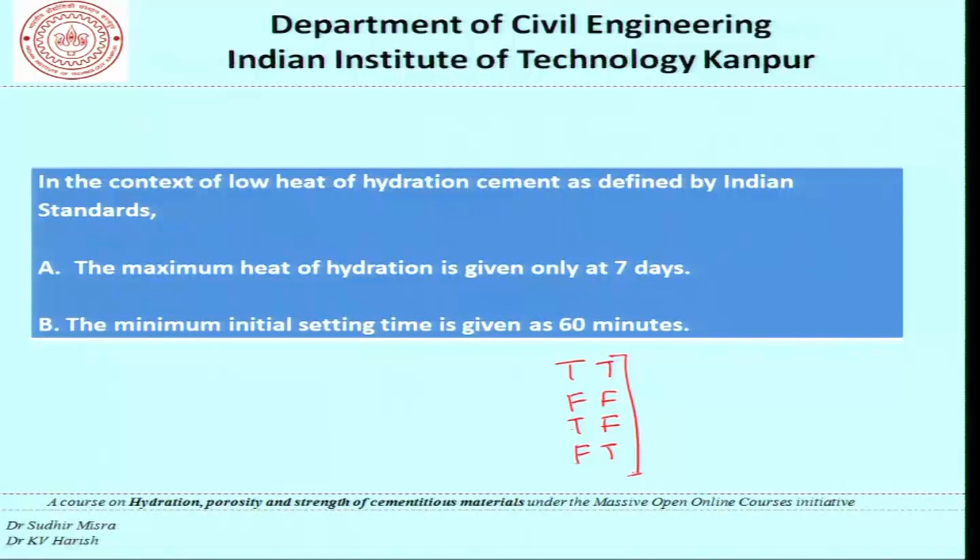For example, in this particular case, in the context of low heat of hydration cement as defined by Indian standards, A, the maximum heat of hydration is given only at 7 days, and B, the minimum initial setting time is given as 60 minutes. Now, if you remember the specifications or the discussion that we had in the lecture, the maximum heat of hydration is given not only at 7 days but also at 28 days. So this statement is obviously false because of the presence of this word only, and this statement is true, and therefore this is the correct answer. So in this type of question there is obviously a unique answer.